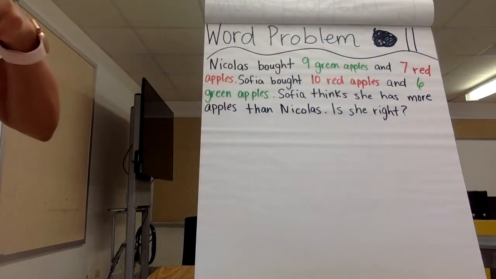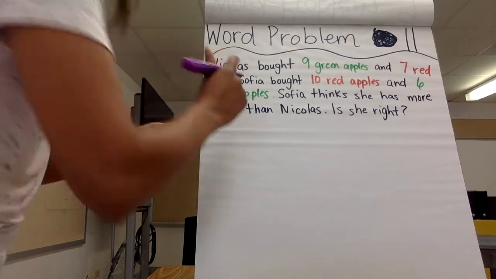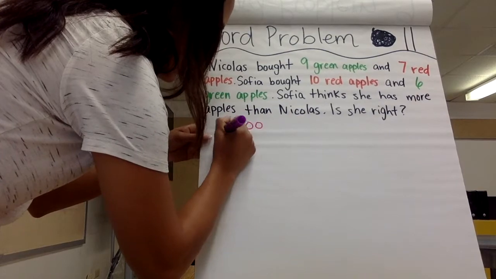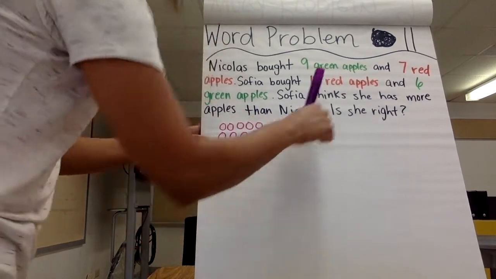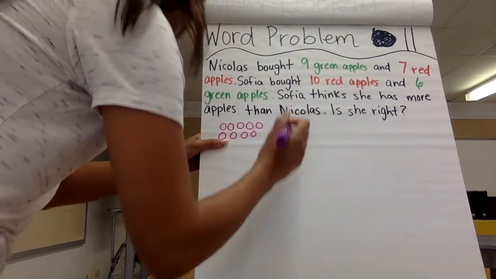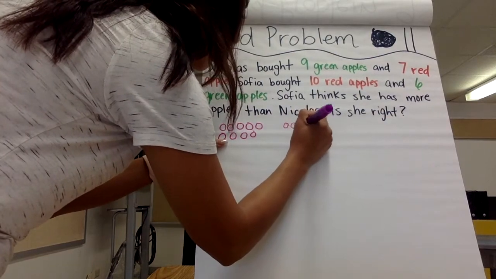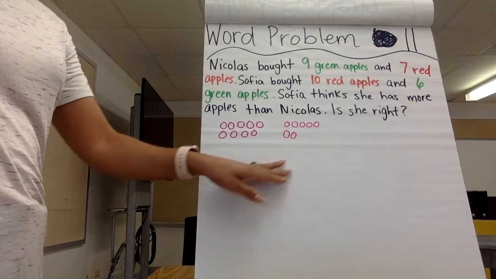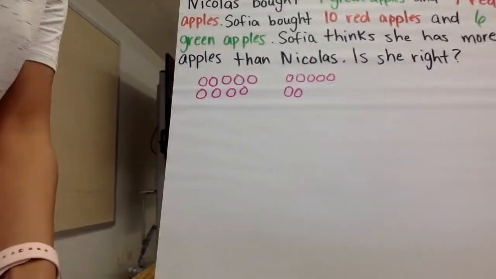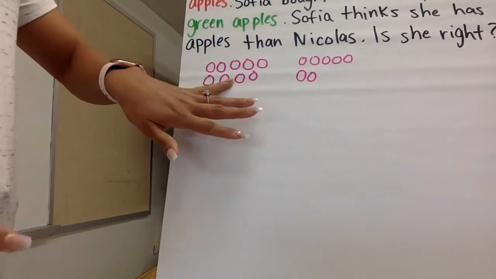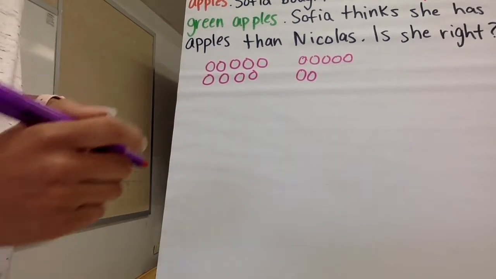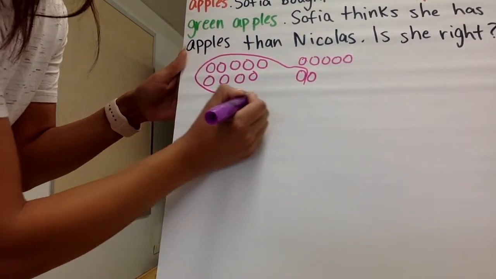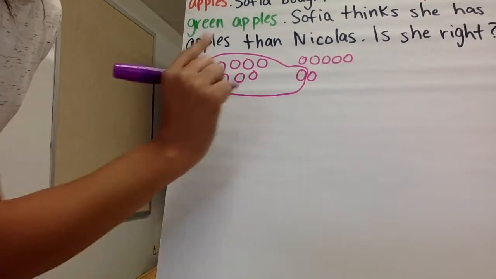So Nicholas, he has 9 green apples, 1, 2, 3, 4, 5, 6, 7, 8, 9, and 7 red apples, 1, 2, 3, 4, 5, 6, 7. So let's find out the total that Nicholas has. So here's 9, here's 7. I'm going to steal 1 because I needed 1 more to make 10.